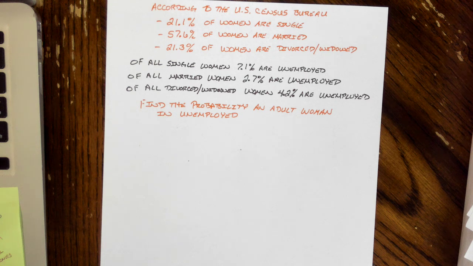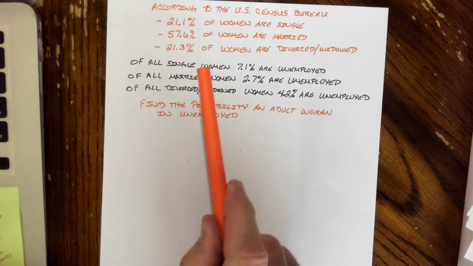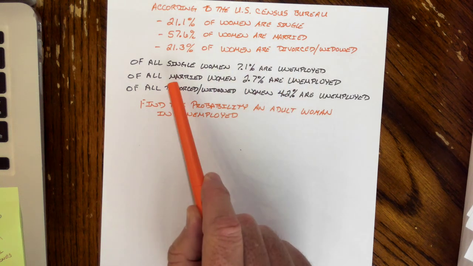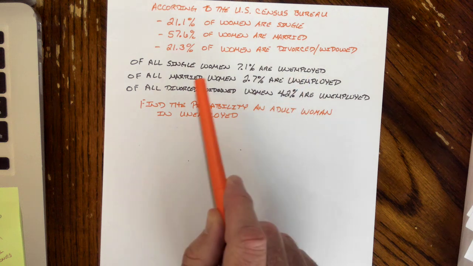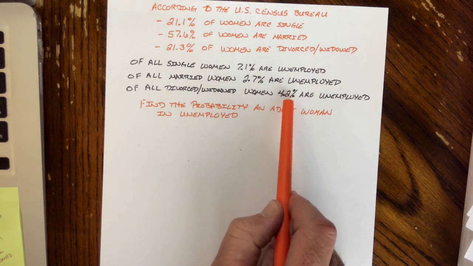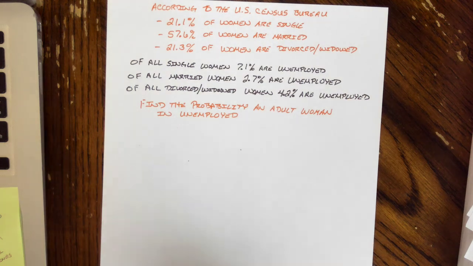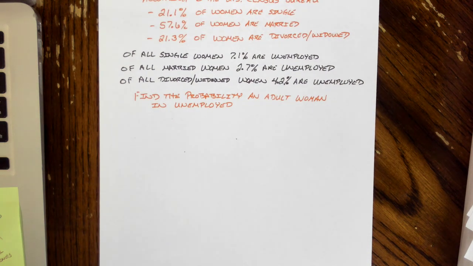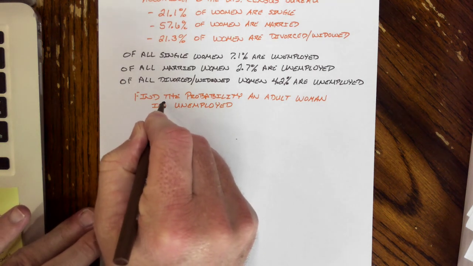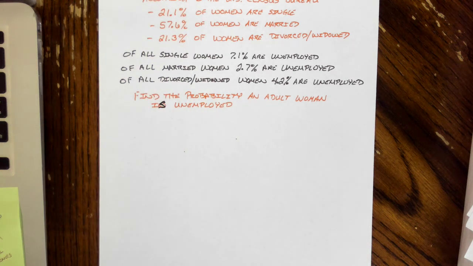And now our third example. Alright, so based off the U.S. Census, 21% of women are single, 57.6% of women are married, and 21.3% of women are divorced or widowed. Of the single women, 7.1% are unemployed, married 2.7% unemployed, and then the divorced widowed category, you've got 4.2% who are unemployed. So obviously we're working on the unemployed portion of this. Find the probability an adult woman is unemployed.